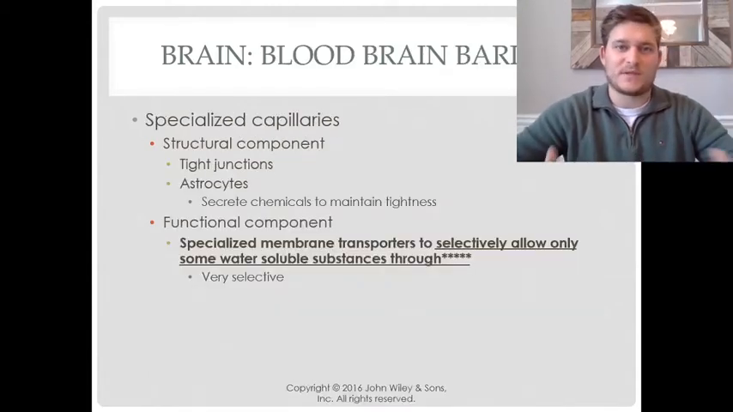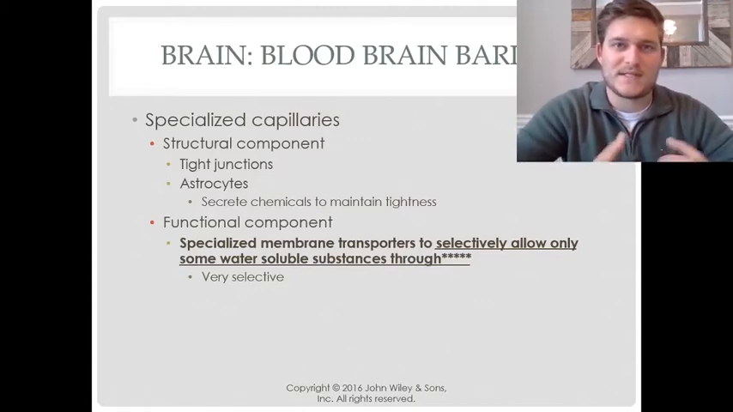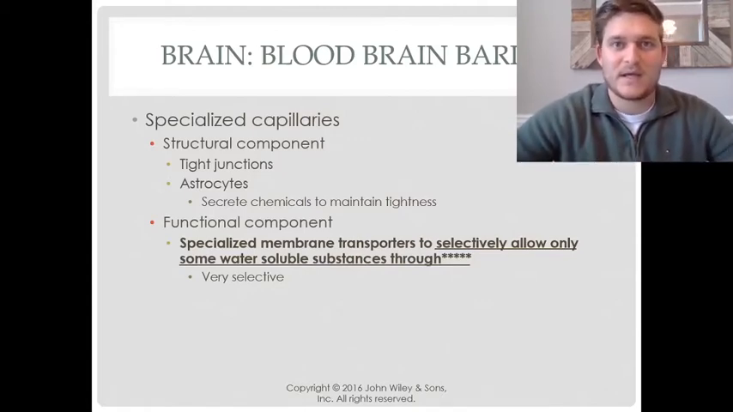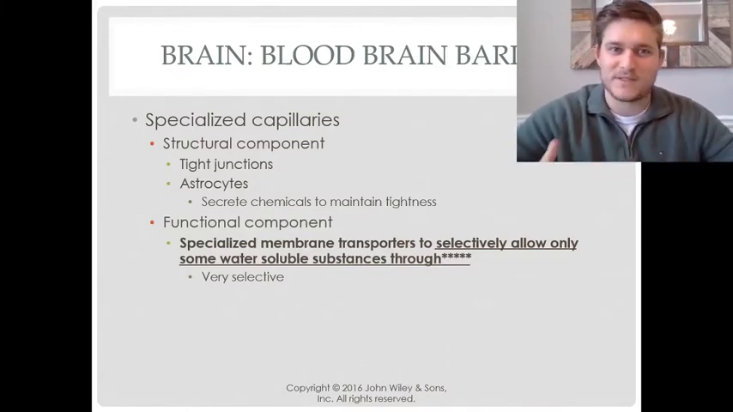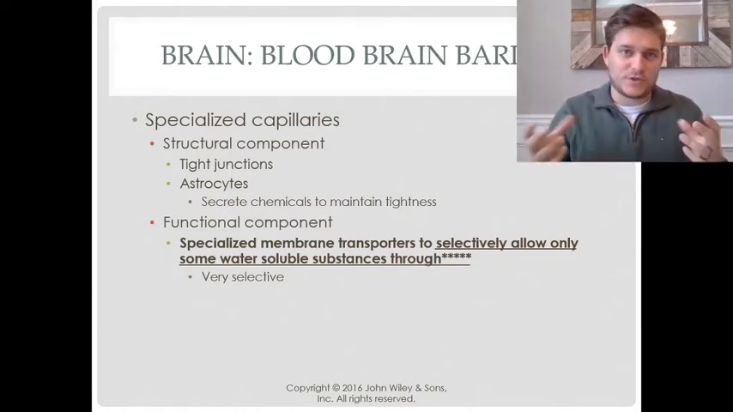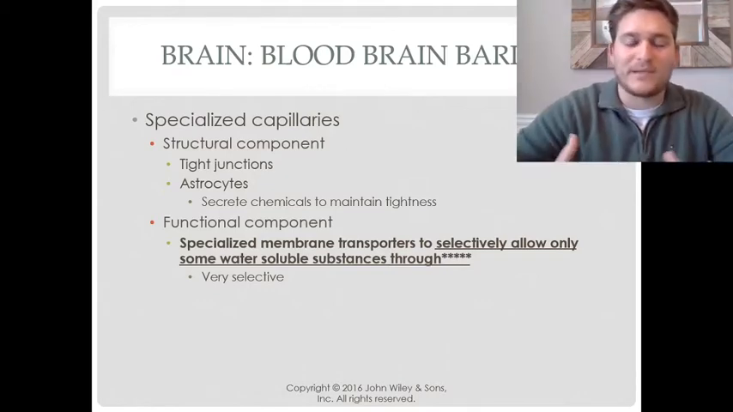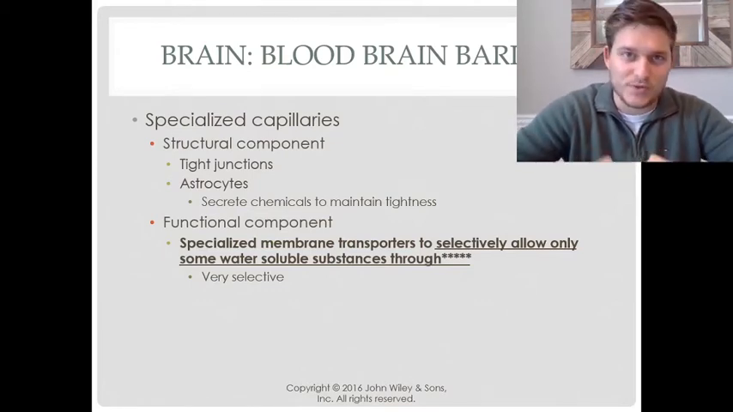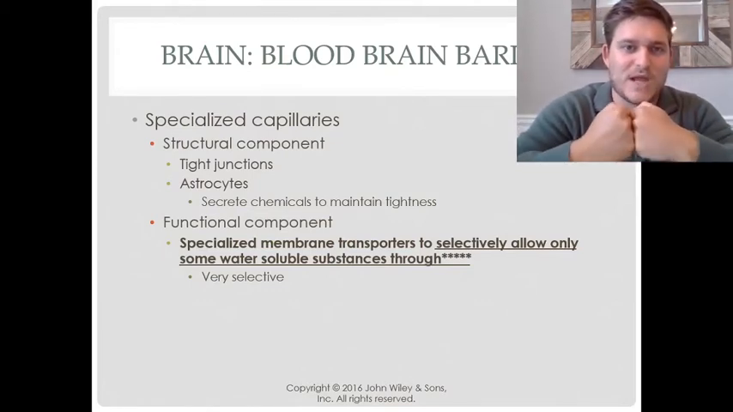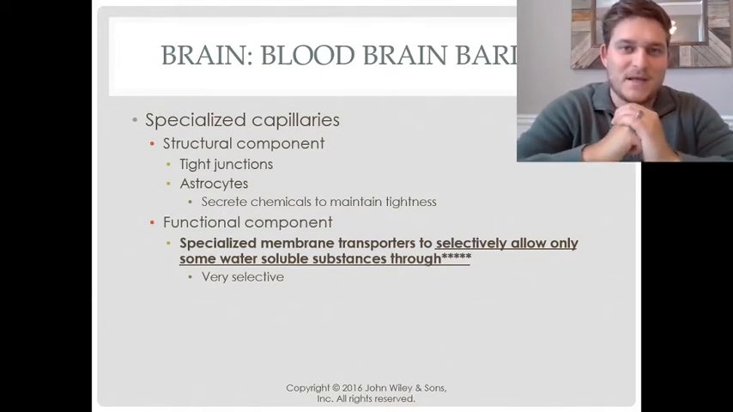Just like other cells within the body, the blood is going to need to be transported to the cells and the tissues within the brain in order to provide nutrients and get rid of waste products, for the exchange of hormones and things like that. But the nervous tissue in the brain is very important, obviously. So we can't just let any materials go to and from the blood to the brain. So we have these specialized capillaries with tight junctions, which we discussed in earlier chapters, and then astrocytes, which are cells that also help maintain the tightness of these capillaries.